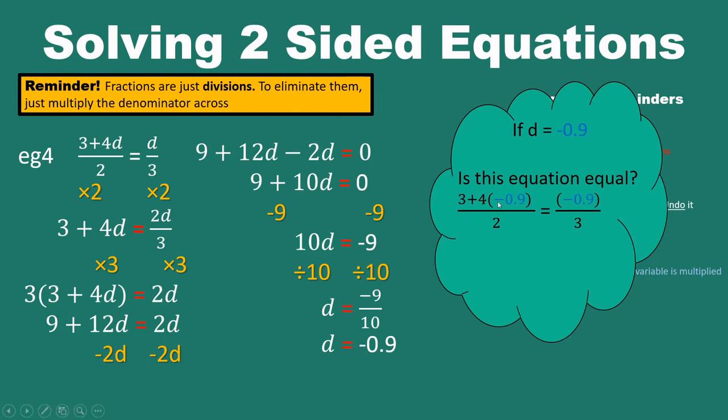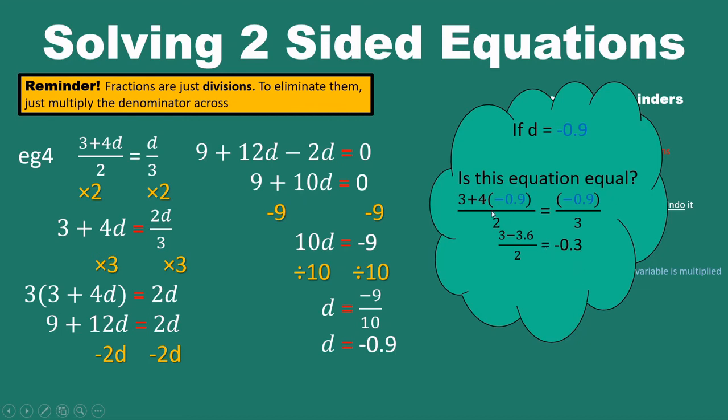On the left-hand side, first let's work out what we've got in the numerator, starting with the multiplication. Remember, BEDMAS, multiplication comes before addition. So 4 times negative 0.9 is negative 3.6. So we've got 3 minus 3.6 over 2. And on the right-hand side, I went directly to the division. Negative 0.9, a negative divided by positive 3 will give us a negative answer. And 0.9 divided by 3 is 0.3.